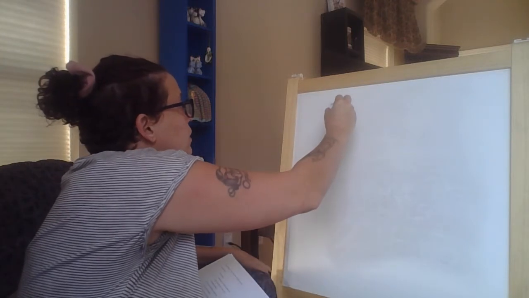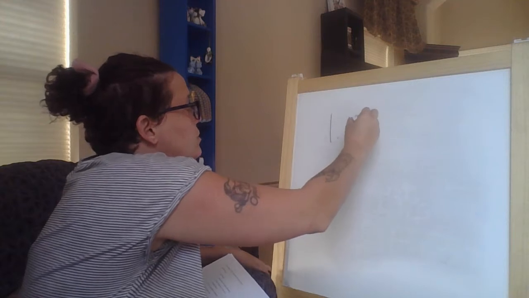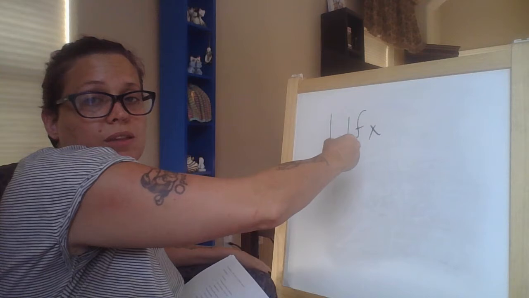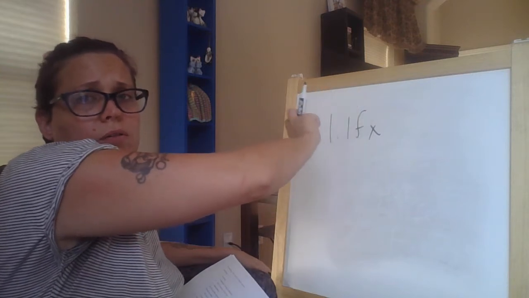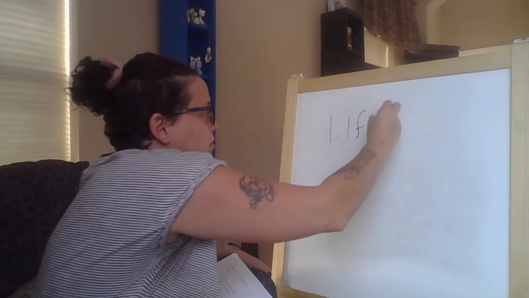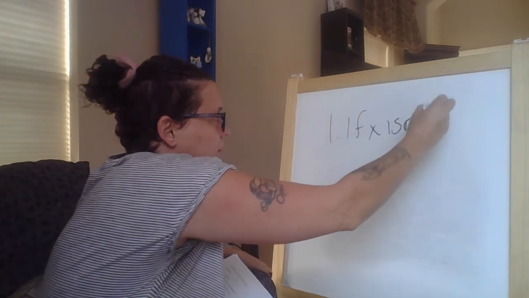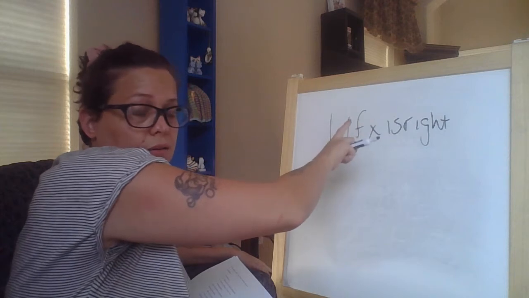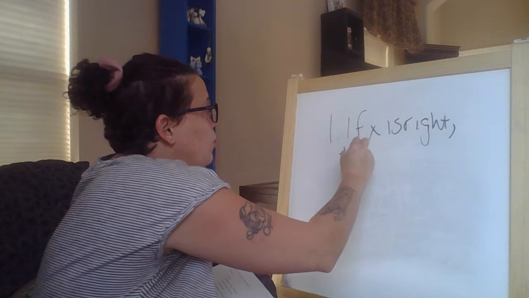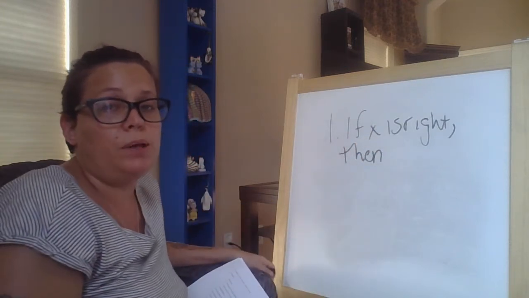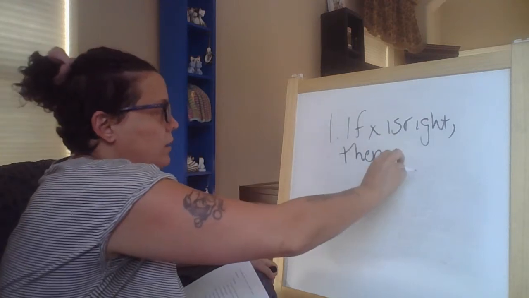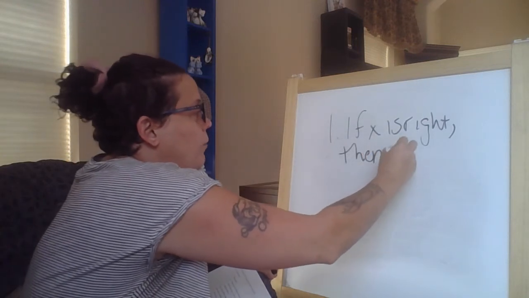One, if X, where X is either utilitarians if you don't agree with them, or whoever thinks differently from you. If X is right, as in if they're correct about whatever they find, then what would have to be true, right? So if X is right, then Y would have to be true.